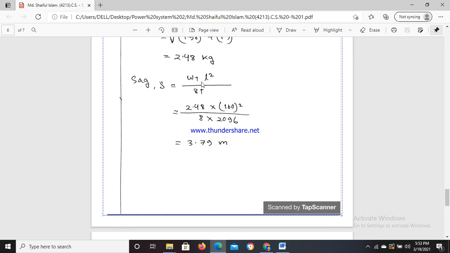Sag is equal to w_t L square by 8T. This is the law. Sag equal to w_t L square by 8T, w_t is 2.48 and L square, equal to 2.48 into 160 square by 8 into 2096. Calculation gives 3.79 meter.